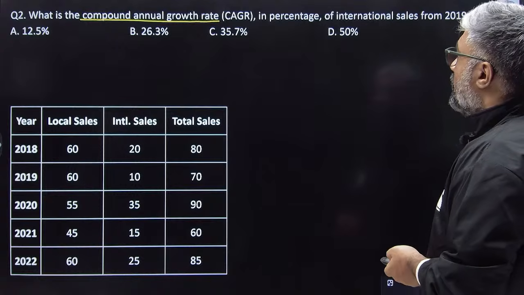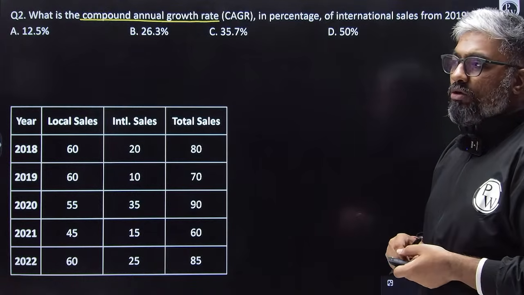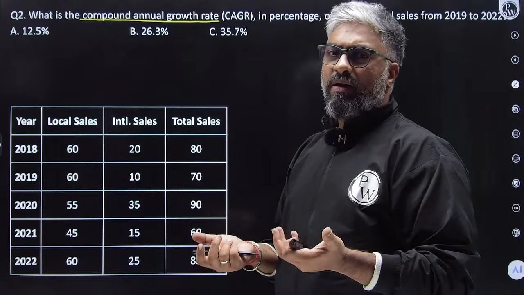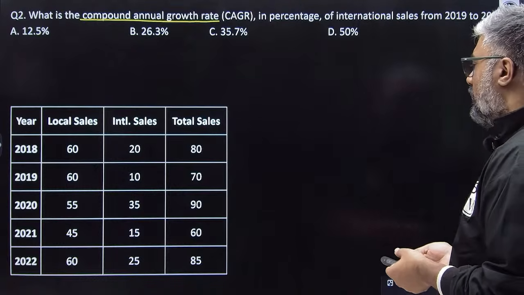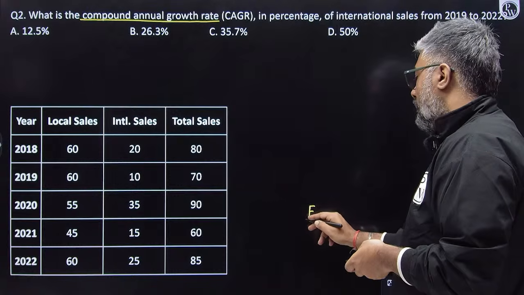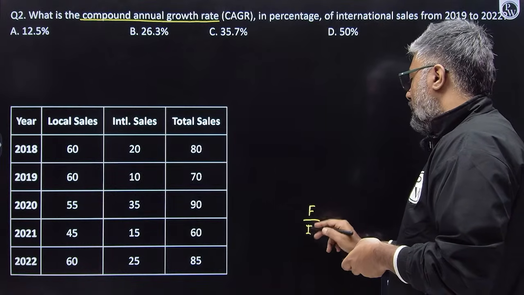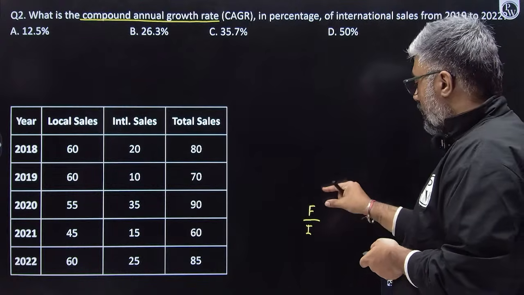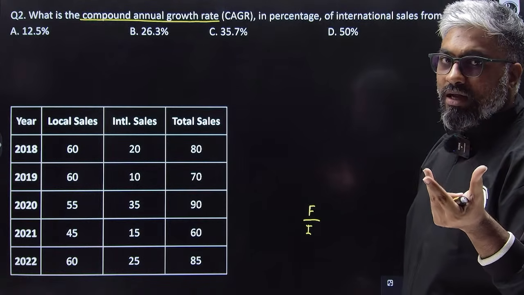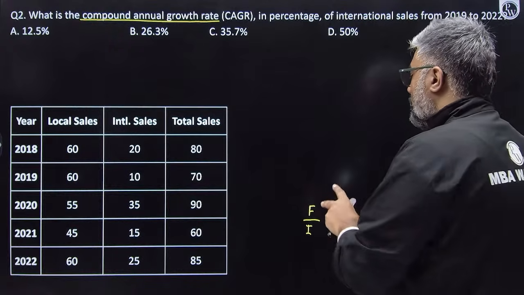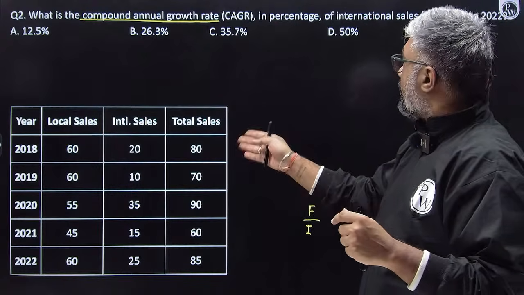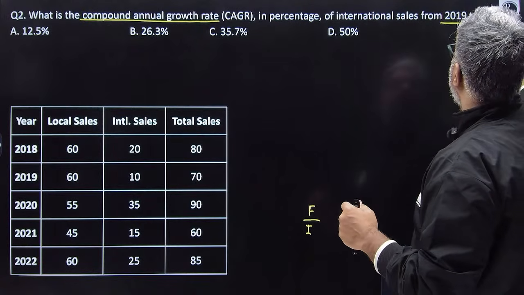Compound annual growth rate. For compound annual growth rate, there's a direct formula. If you remember the formula, you can directly use it, which is basically whatever is your final value divided by whatever is your initial value. When you do this, you'll get a ratio. This ratio is over how many years? 5 years. In this case, they want 19 to 22.